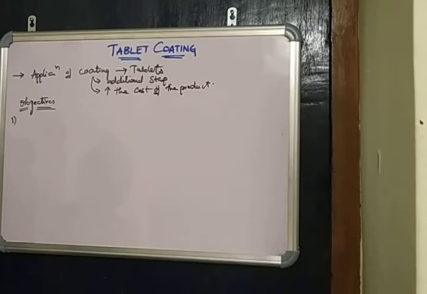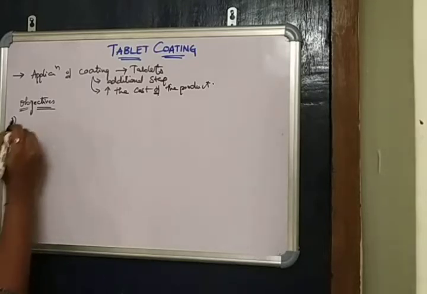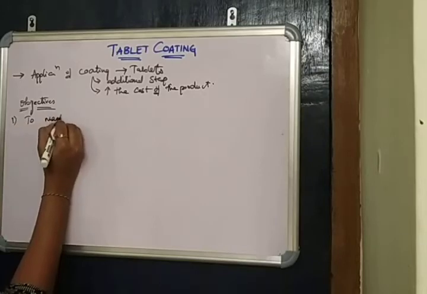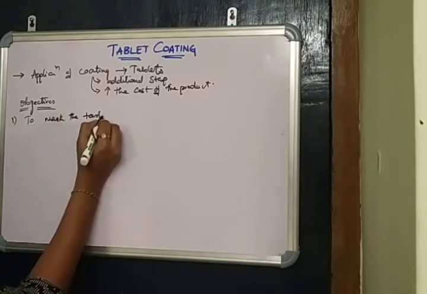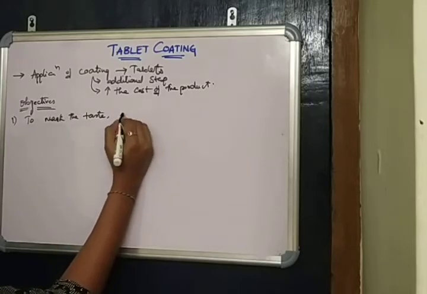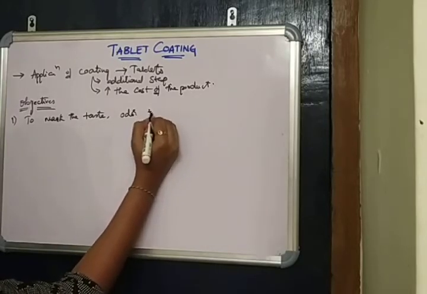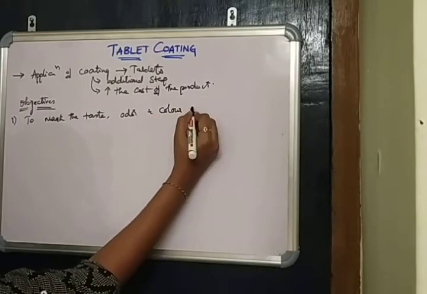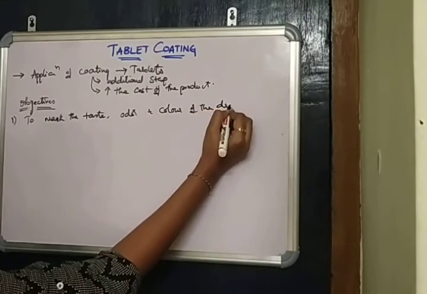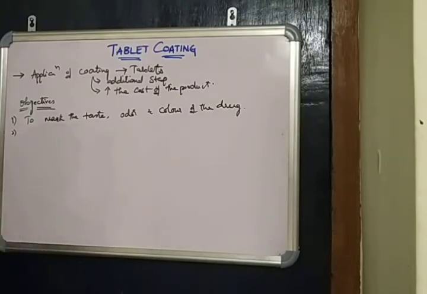The main objective is to mask the taste, odor, and color of the drug. We have to mask the taste, color, and odor of the drug. If the drug has a bitter taste, then we have to go for sugar coating. Regarding odor, if the tablet has an unpleasant odor, in that condition we have to go for a coating step.